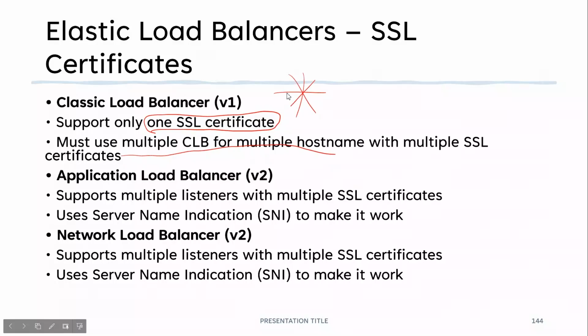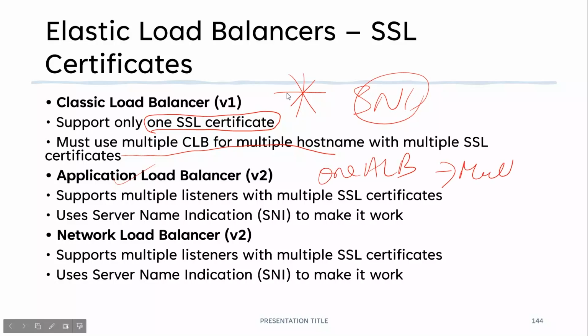Now talking about Application Load Balancers, which is a V2, right? It supports multiple listeners with multiple SSL certificates. It uses Server Name Indication, SNI, to make it work, because the Classic Load Balancer doesn't support SNI, so it doesn't work like that. But the Application Load Balancer supports SNI. So using only one ALB, you can handle multiple domains, right? Now the Network Load Balancer supports multiple listeners with multiple SSL certificates and uses SNI. So if you have multiple domains with multiple certificates, please go with the Application Load Balancer or Network Load Balancer based on your requirements.